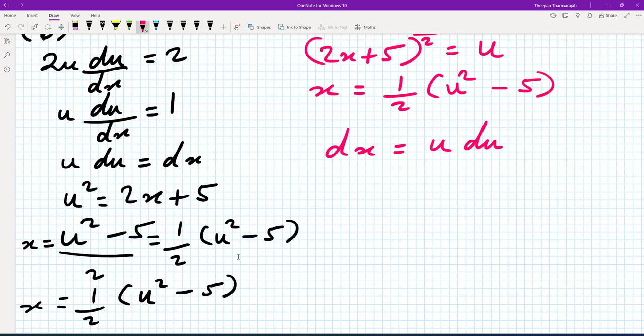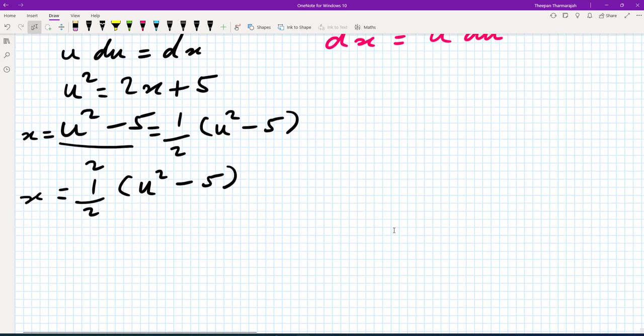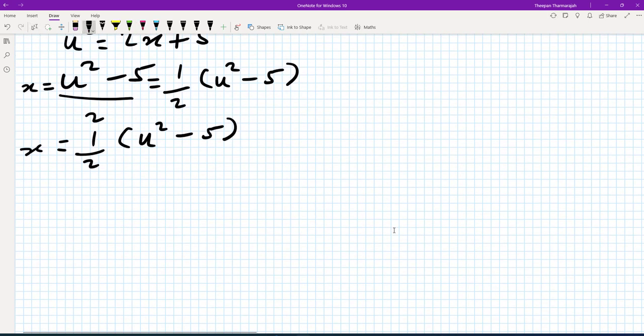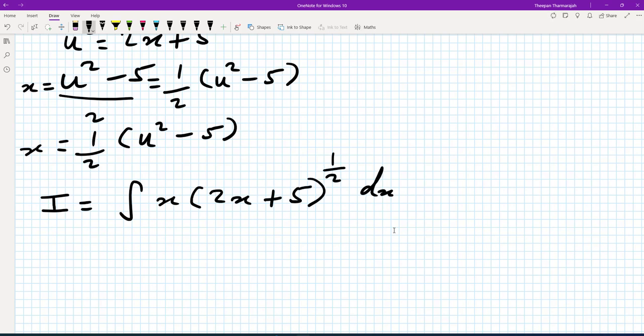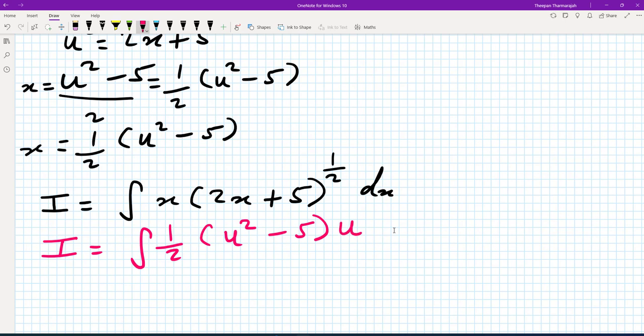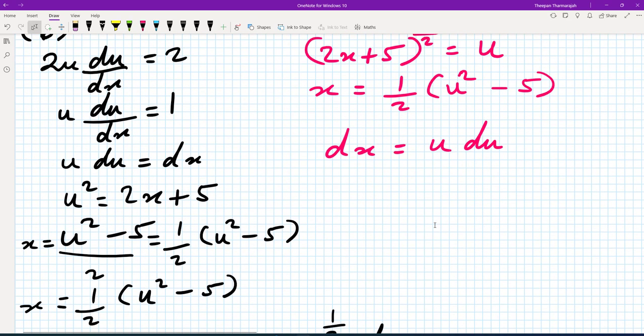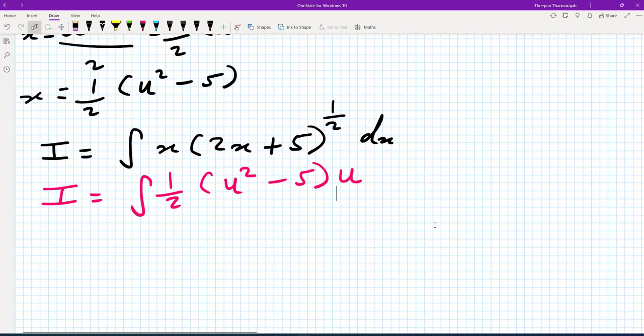So we can now put this in our integral. So I'm going to write the original integral out so you can see what it was. So the integrand is the integral of x times (2x plus 5) raised to the power of a half dx. And the integrand now becomes, we said that x was a half times (u squared minus 5). (2x plus 5) raised to the power of a half we said was u, and we said that dx, going back to our substitution section, was u du. So we're going to write that in times u du.